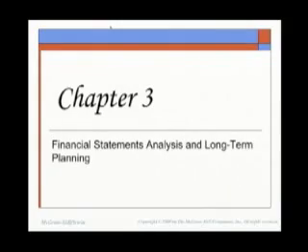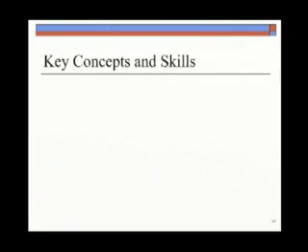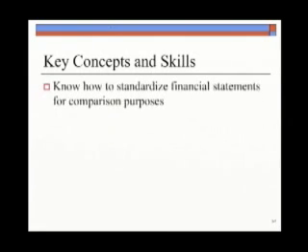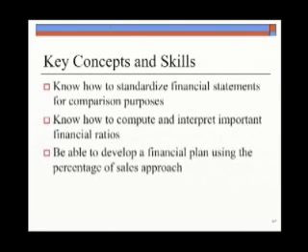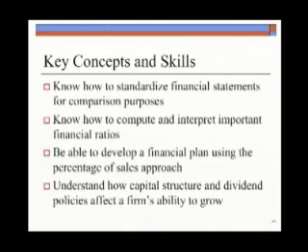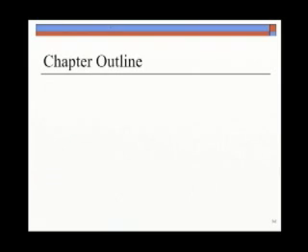Welcome again. In this lesson we're going to talk about Chapter 3, which is a summary of financial ratios and forecasting. Key concepts and skills: knowing how to standardize financial statements for comparison purposes, knowing how to compute and interpret important financial ratios. You should be able to develop a financial plan using the percentage of sales approach, and you will have some of those on your homework as well as some variations.